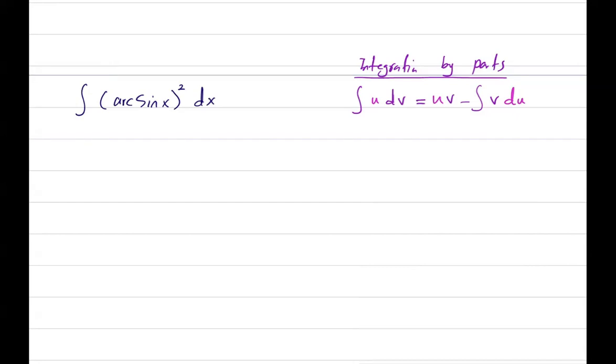Well, we're going to practice. We're going to try our best. There is no definite way. So let us take u to be arcsine x to the second power, and then dv, we just take dx. Let's see what we get.